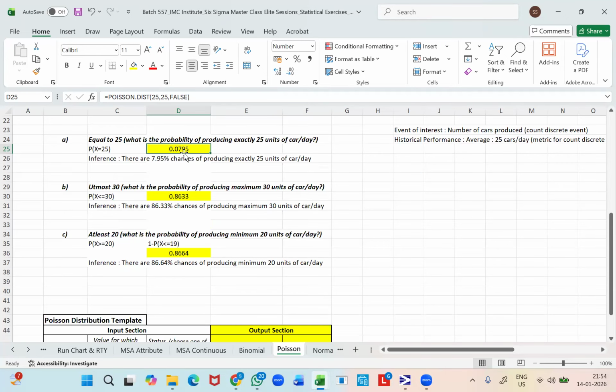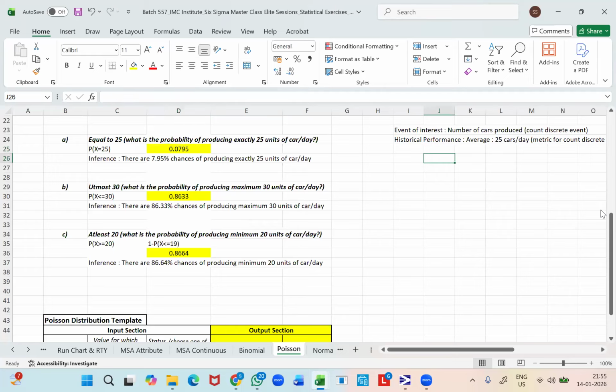That doesn't mean that we will have a greater chance, because here we are only talking about the probability of producing exactly 25 units of car per day. So this does not mean that there is higher probability that there will be 24 cars or 26 cars. No. 24 and 26 will have a lesser probability than 0.0795. That's what I am saying. So P of X equal to 25 will have the highest individual probability, because that is equal to the average value, which is 25 units of car per day.